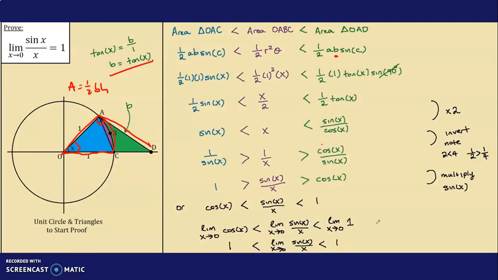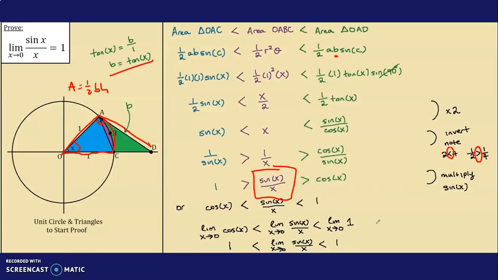Now, if I take reciprocals with inequalities, I also have to flip the symbol from less than to greater than, or vice versa. So both these less thans turn into greater thans. Now I can multiply the whole thing by sine. So I'd get 1 is greater than sine of x over x, and this is the thing that we're trying to prove. And then when I multiply by sine here, it cancels out. And then I can rewrite this whole thing instead of going from left to right, basically going from right to left. So cosine of x is less than this middle term, is less than 1.